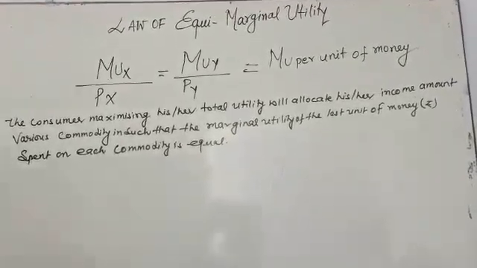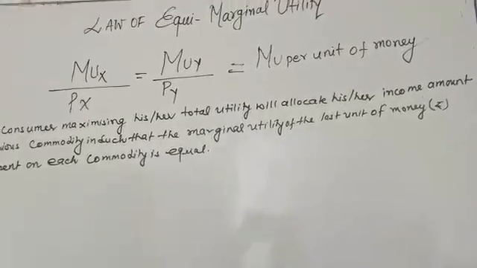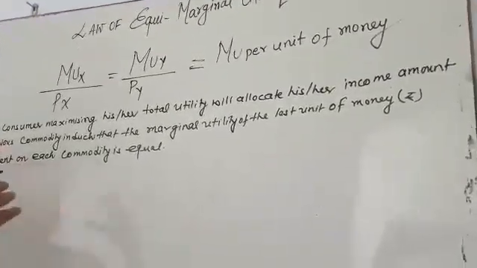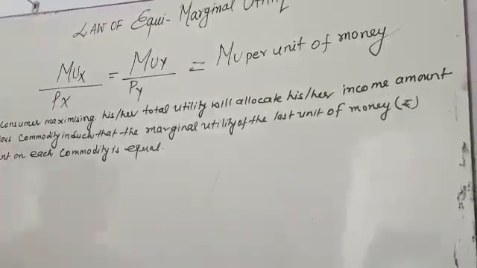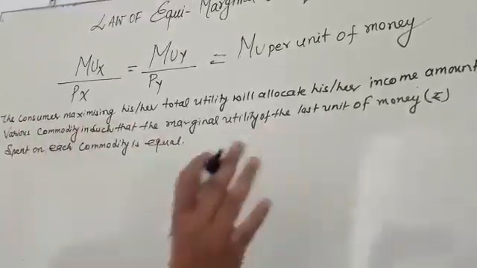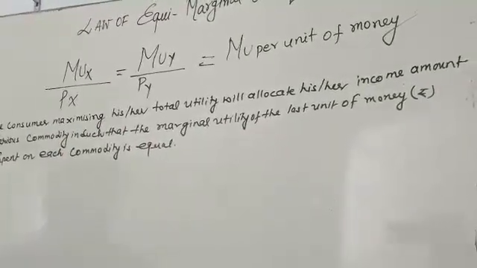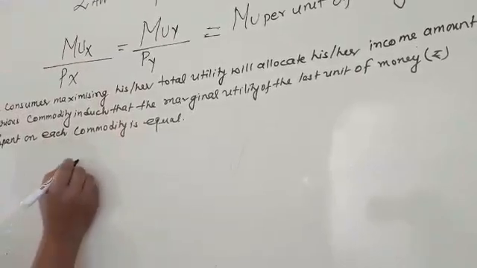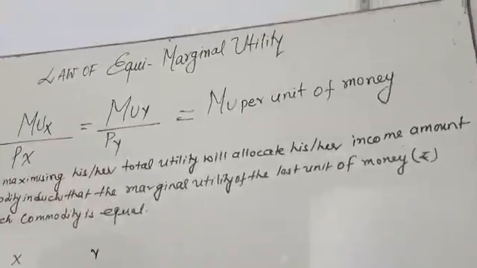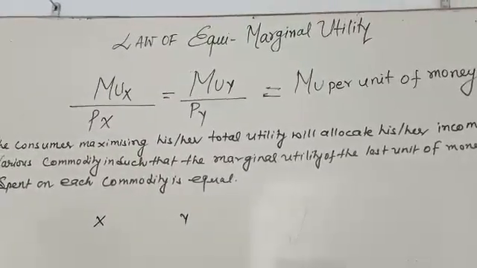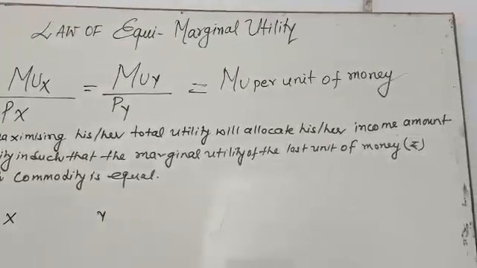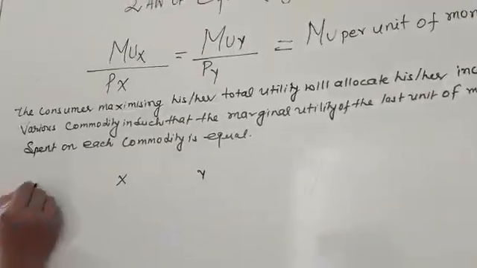The law is that a consumer is going to allocate his income appropriately between the X and Y commodities. Suppose X commodity and Y commodity. I am going to take X commodity and Y commodity with the help of one example, my dear student. So I am going to take units.